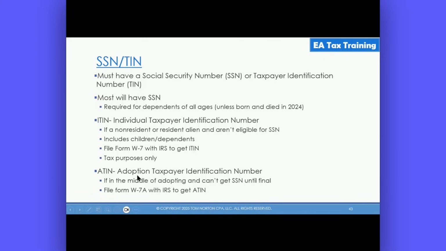The other class of individuals who may not have a Social Security number is a child who is in the process of being adopted. So the taxpayers in the middle of adopting a child, they cannot get the Social Security number until the adoption is final, but that child might still qualify as a dependent on that taxpayer's tax return. So if they have that case, then they can file Form W-7A with the IRS and they can get that ATIN, that adoption taxpayer identification number. So remember, most taxpayers are going to have a Social Security number. That is what you need, except for these exceptions where instead you will have a taxpayer identification number.